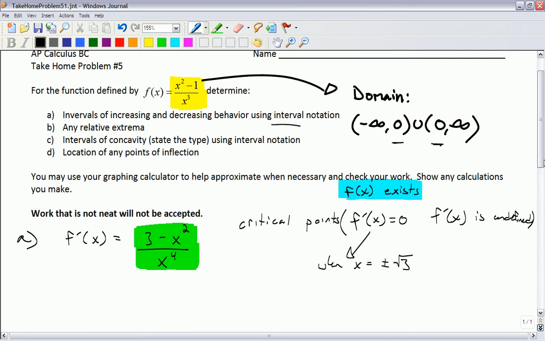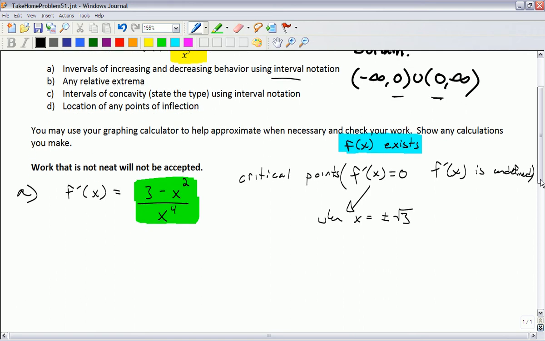So you have two critical points, right? When x is root 3 and when x is negative root 3. So the next thing to do would be to set up your intervals. So really you've got 3 separators for your intervals. You've got negative root 3, you have root 3, so you're wondering where the third is, and you have 0, right? 0 is going to be a separator because your function is undefined there.